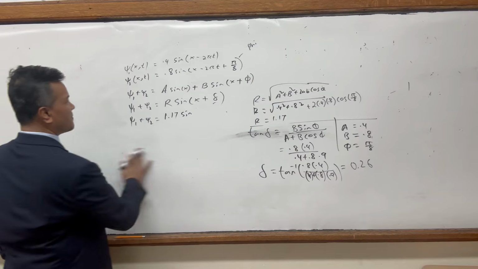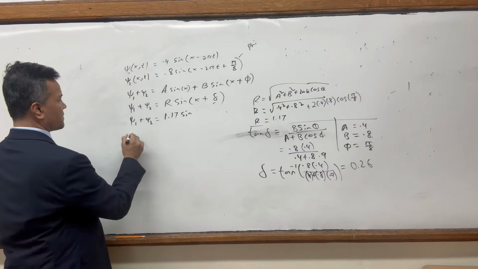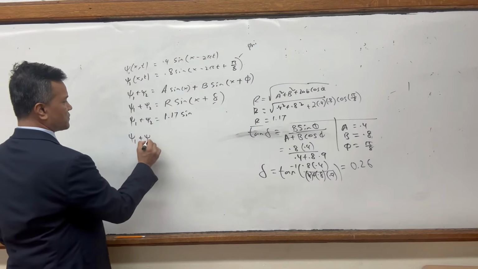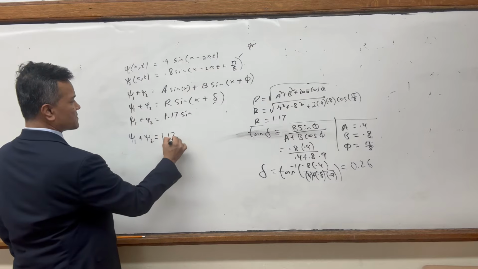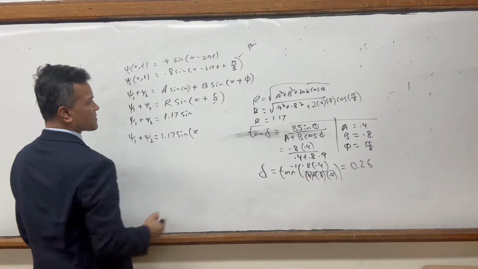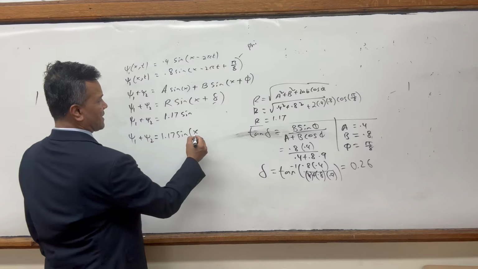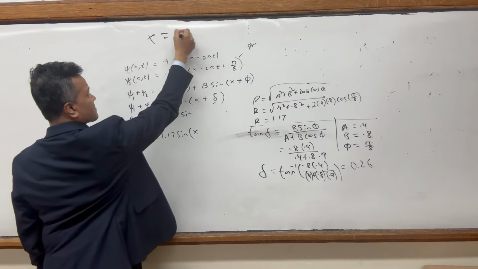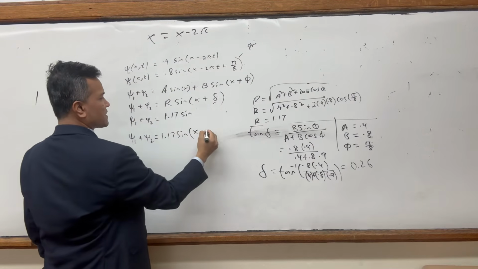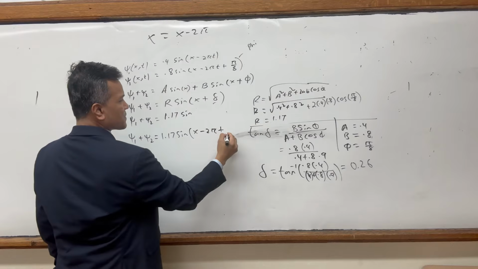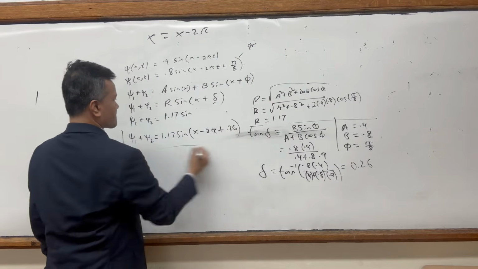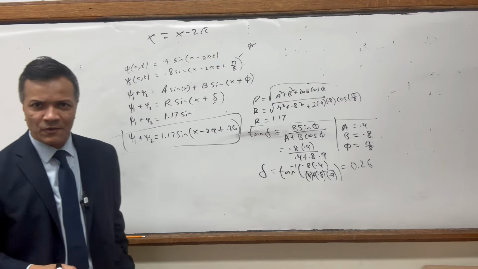So now we're going to come over here and write our equation. Psi 1 plus psi 2 is equal to 1.17 sine of x minus 2 pi t plus 0.26. Okay, so this is our final equation.